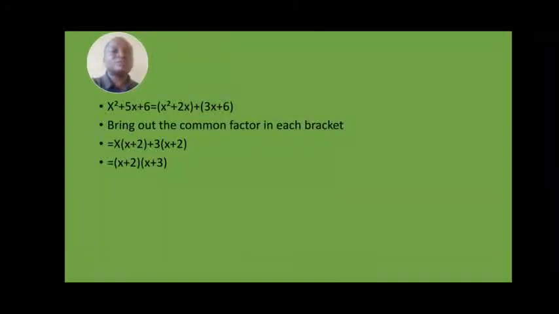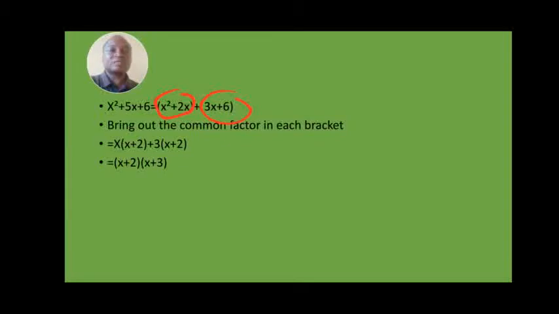So you can see in the first bracket, what is common there is x. Bring out x, then you have x plus 2 in bracket. And in the second bracket, what is common is 3. You also bring it out, 3 in bracket x plus 3. You can see that what we have in the first bracket is the same as what we have in the second bracket. That's another way to check if you have done the right thing.